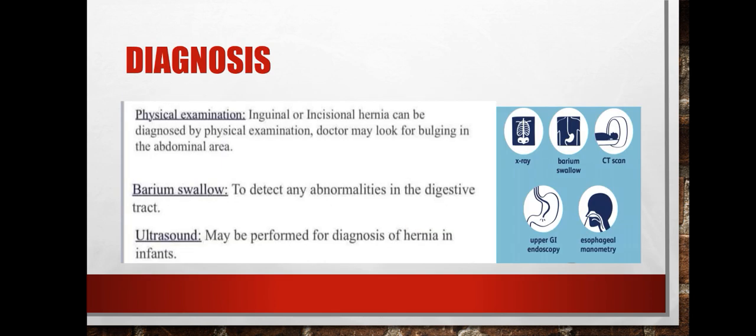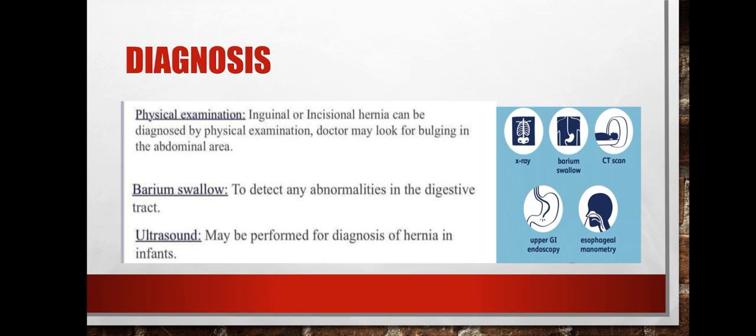Next one is diagnosis. Diagnosis: physical examination. Inguinal or incisional hernia can be diagnosed by physical examination. The doctor may look for a bulging in the abdominal area. So it means that we can easily find out the two types of hernia, incisional hernia and inguinal hernia, by physical examination.